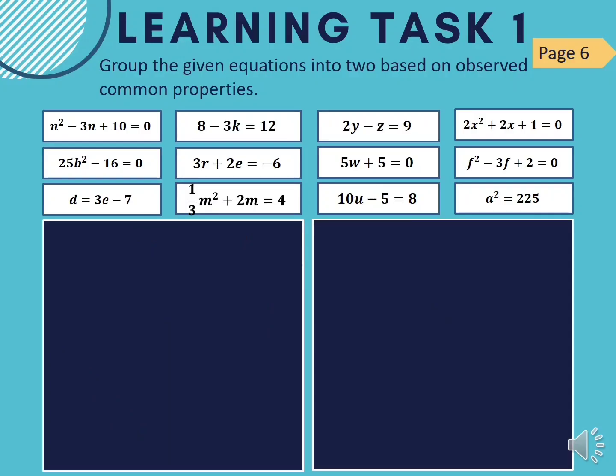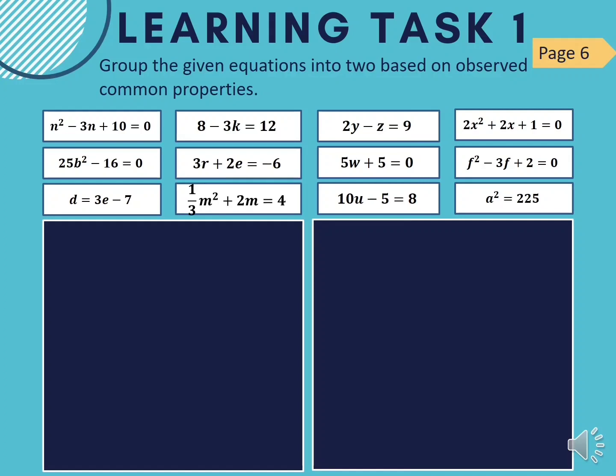For your learning task number 1, on page 6 of your module, you need to group the given equations into 2 based on observed common properties. As you can see, you are given 12 equations. You just need to observe their common properties and group them. On your intermediate paper, draw 2 columns, just like what you see on the screen, and put each equation in its group. I'm going to give you a hint: group them based on the degree of the equation. Are you ready? You may begin.